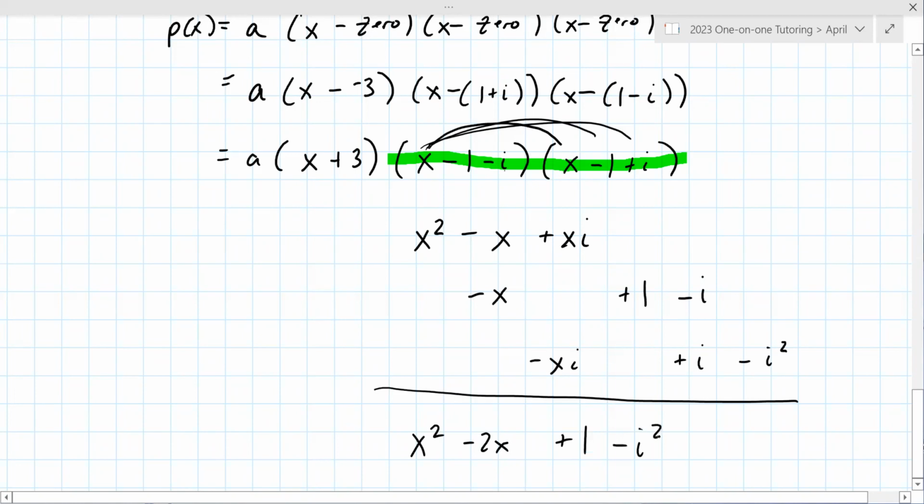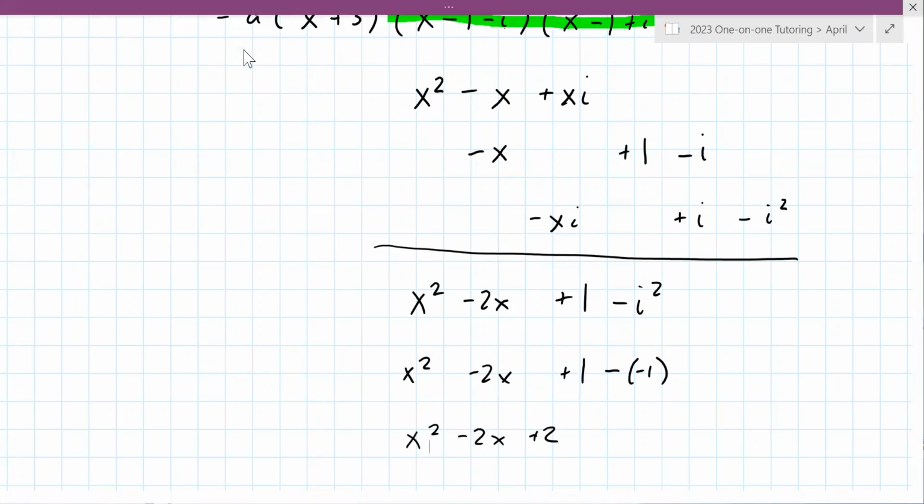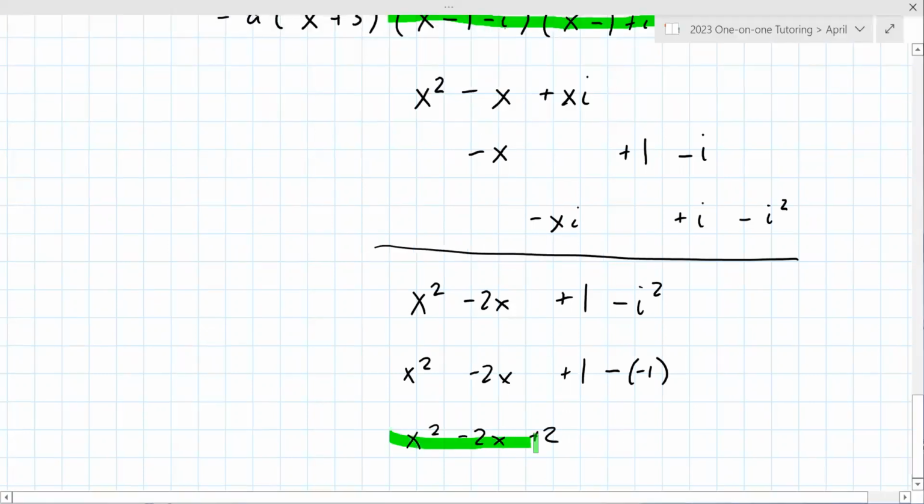And you might think, okay, well, I thought you said all the i's were going to cancel. Well, they do. i squared is minus 1. Okay. So we have to put that in here. So it's minus a minus 1. Okay. So it becomes x squared minus 2x plus 2. And that represents all the stuff in green that I highlighted up there. So I'll just highlight it here.